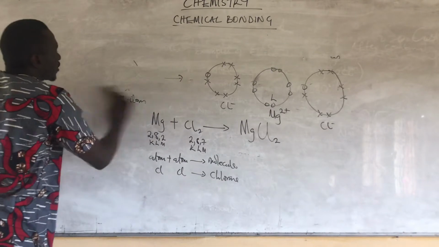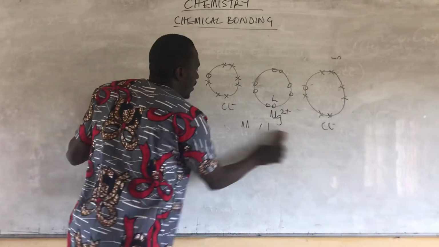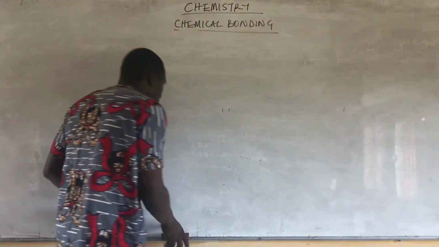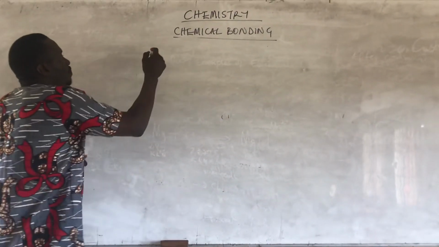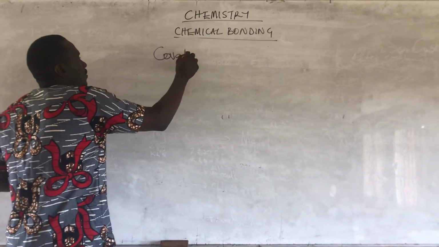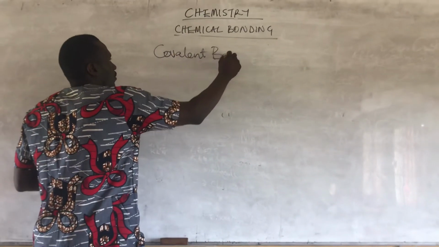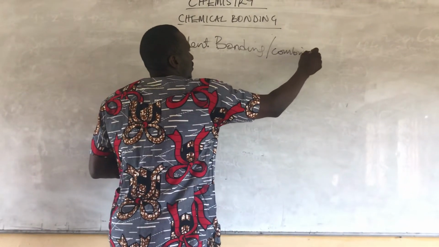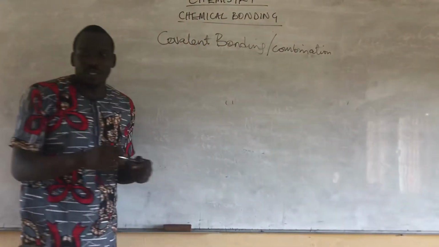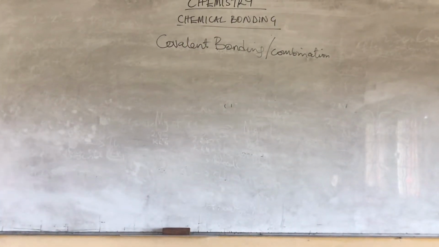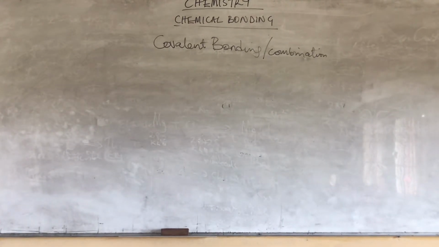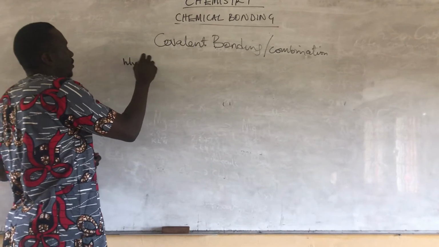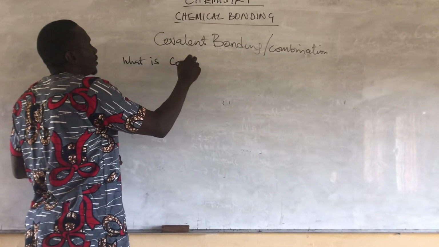Let's move on. Let's talk about the other types of chemical combination we have. Let's talk about the covalent combination. Covalent bonding or combination. So they ask us, what is covalent bonding?